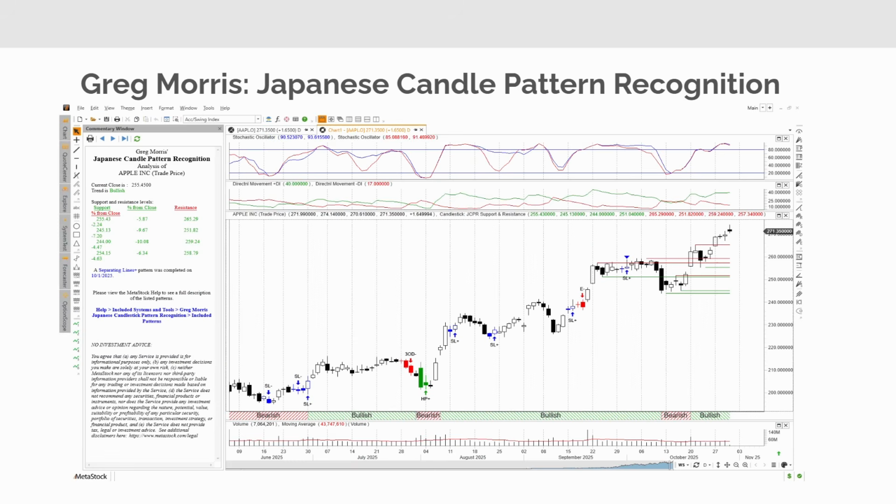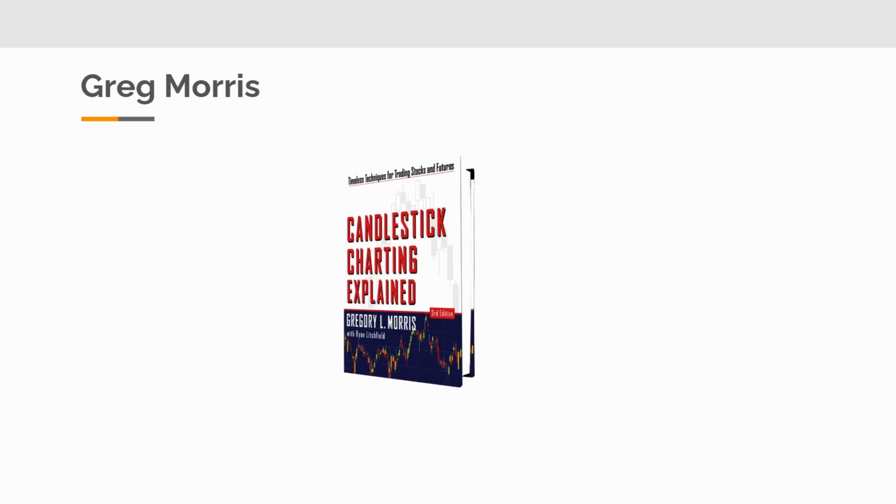Okay, next we have the Greg Morris Japanese Candle Pattern Recognition add-on. This add-on is very, let's say, robust in the way that it can help you analyze the market. This was developed by a gentleman named Greg Morris, who wrote this book called Candlestick Charting Explained. Now, he didn't only just write this book, he's also been a major contributor on various news networks. He managed billions of dollars in money for a firm, for a hedge fund. Very well renowned in the candlestick world in giving information about candlesticks.